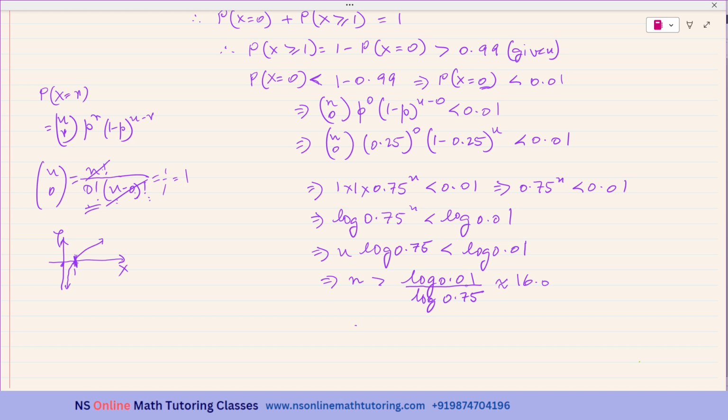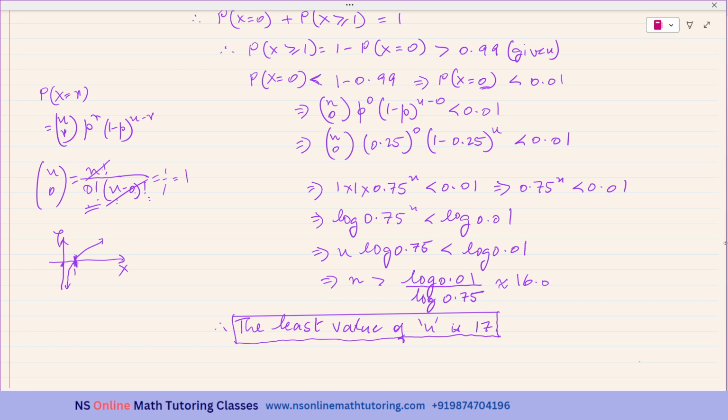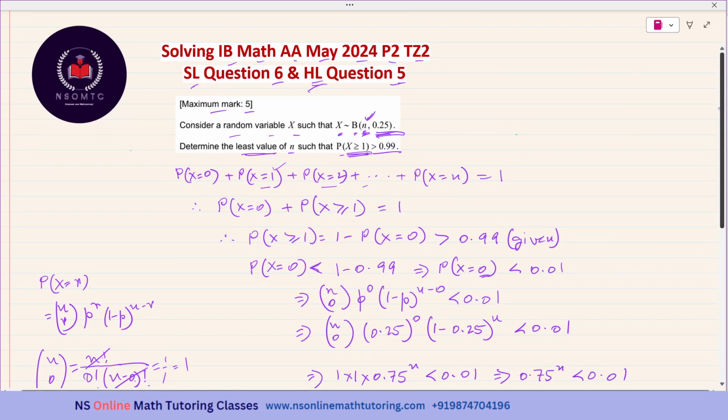And n is greater than 16. Therefore, the least value of n is 17. Okay. So this is the answer. Fine. So this completes our answering of this question.